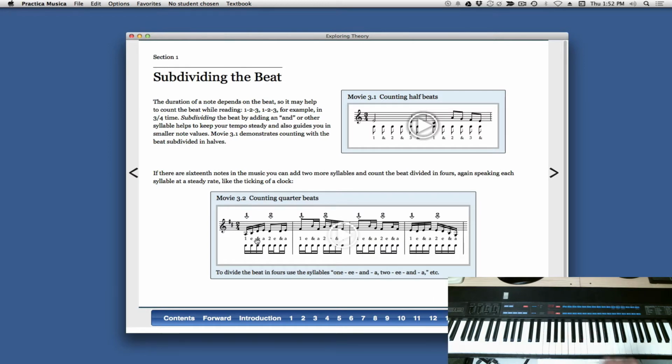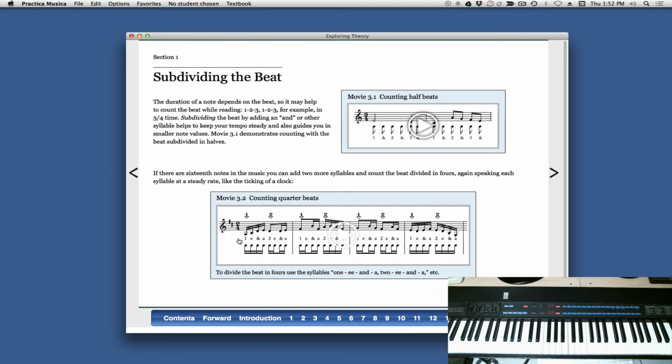If you need to divide it into 4 parts, then you can say 1 e and a, and that's how I learned. There are lots of different systems. There's a 1 e and a. There's also 1 to theta, or a do to data, the do day system, and there's lots of different systems, but we'll just use the 1 e and a.